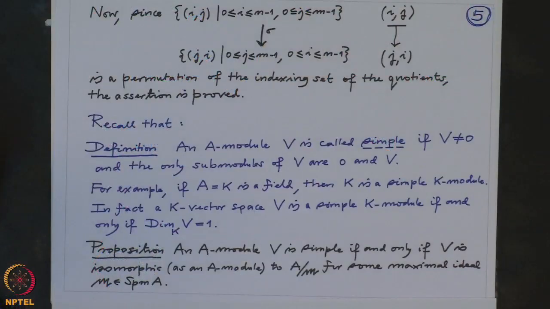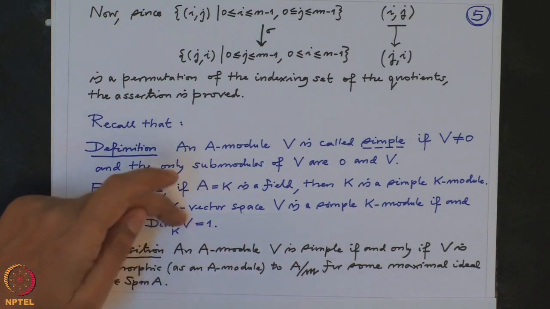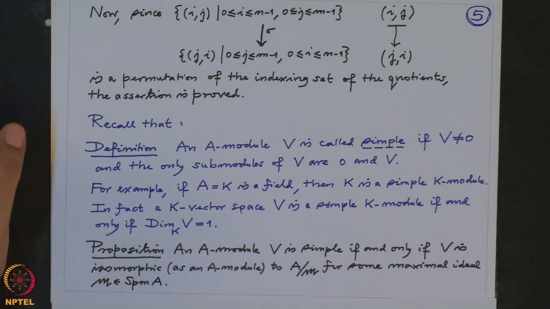Alright, now how do you test whether some module is simple or not? We want to generalize this from vector spaces. So, a module V is simple if and only if V is isomorphic, as a module, to A by M, where M is a maximal ideal in A.